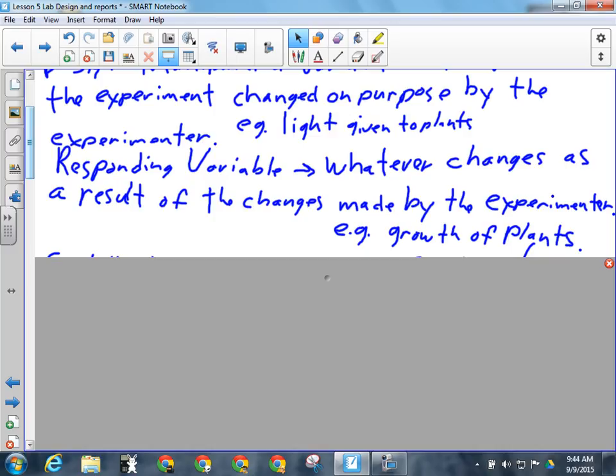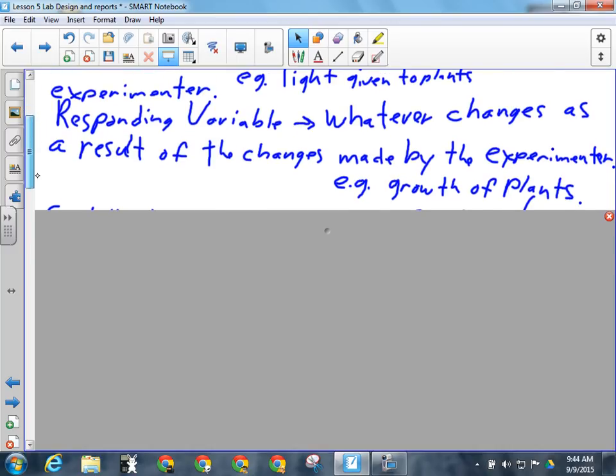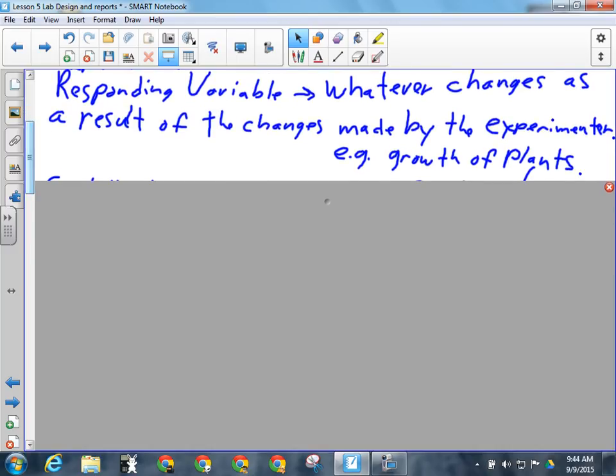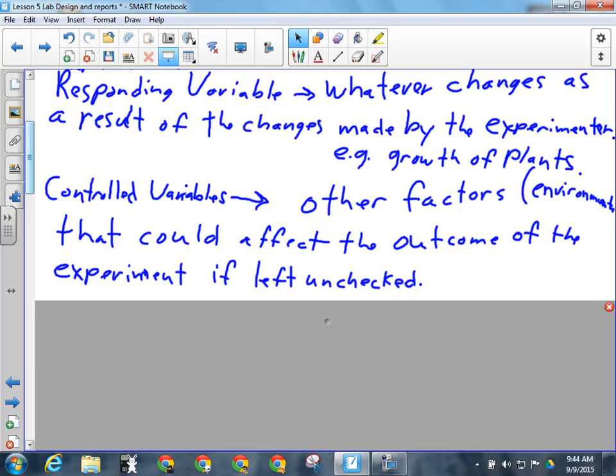So when you're writing up a lab report, you identify the variable, and then you tell me why. So light is the manipulated variable because it's going to be changed by the experimenter in this way. The responding variable is the growth of the plants because we think plants depend on light, and here's how we're going to measure that. And then lastly, like I said, I think the most important variables are the controlled variables. They are other factors, and they're usually environmental factors, that could affect the outcome of the experiment if they're left unchecked.